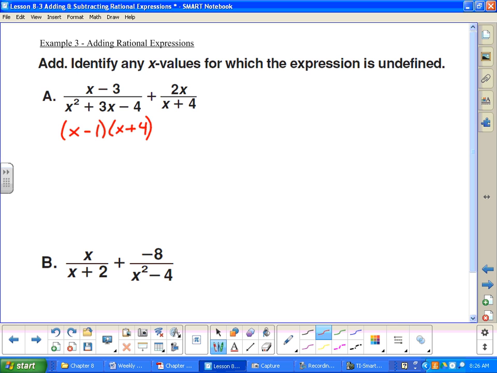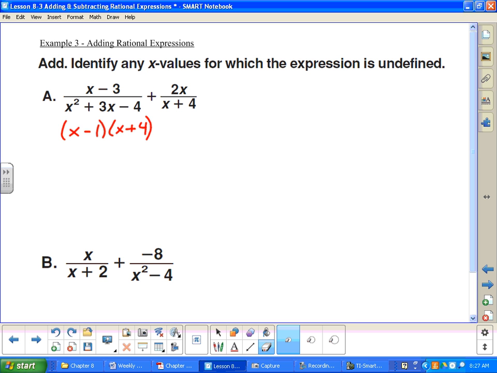And usually, not always, but usually, if the other expression has just a single denominator, like the x plus 4 here, usually the other one's going to have it too. Not always, but most of the time. So I look at my denominators. Look at the one on the left in factored form. Look at the one on the right. They have x plus 4 the same, right? The one on the left has x minus 1. The one on the right doesn't.